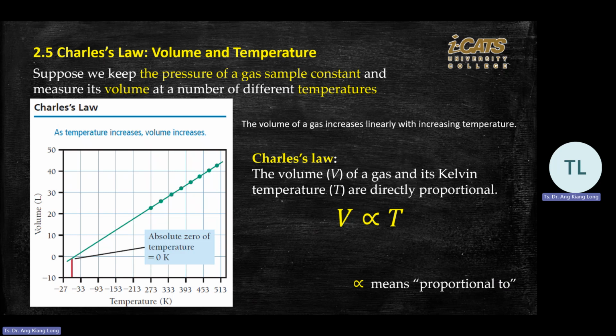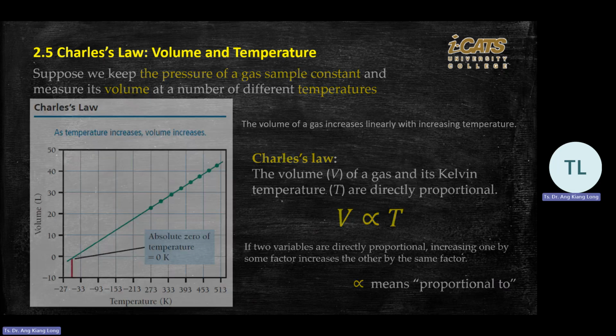And you can also use the same equation as Boyle's law. Given V1, T1, you should be able to find V2, T2. Okay? This one you can read now.